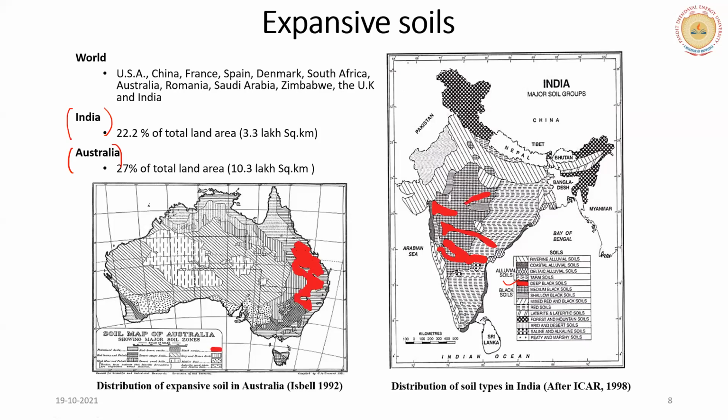These deep black soils are shown on this map in red. They consist of about 20% of the land in India, and about 27% in Australia. That is how this research methodology was formulated.